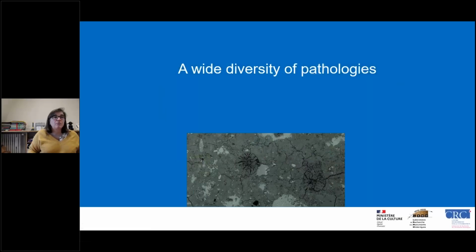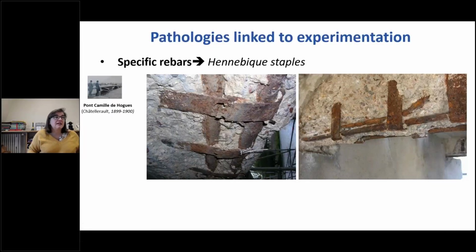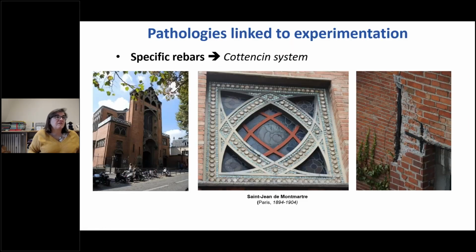We also have a wide diversity of pathologies. Due to those specific rebars, I've shown you the Camille d'Or bridge, and here you can see the specific staples of Hennebique. It's a specific system to link the rebars, and we can see that we had heavy corrosion with those metallic reinforcements.